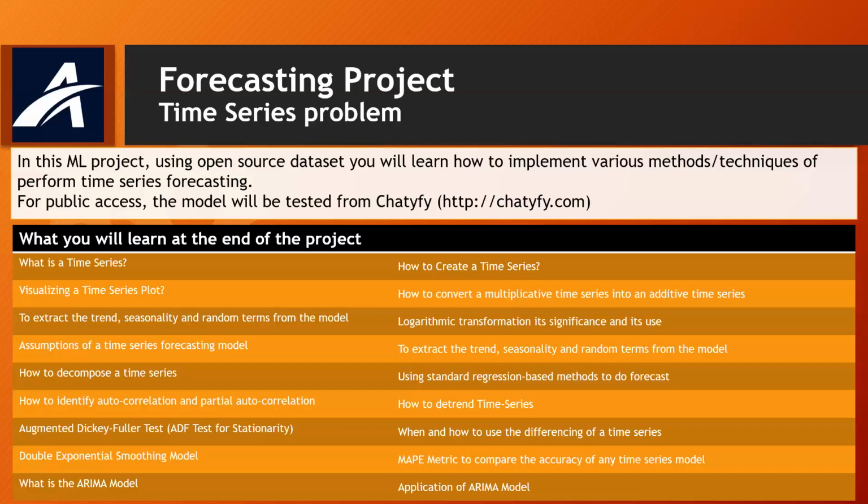So what you're looking at right now is what we plan to cover, and this problem is a time series problem. So we will learn what time series is and how to create a time series, visualize it, and then get to understand what we mean by trend, seasonality, and other certain terms in relation to a time series problem. What are some of the assumptions of any forecasting model?